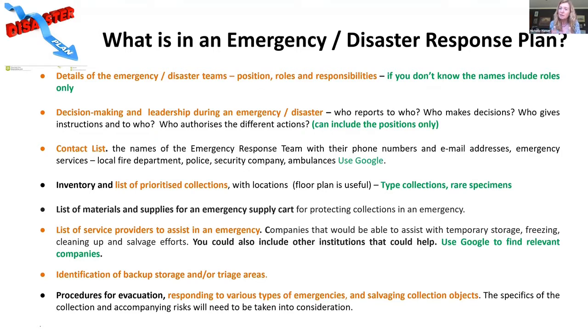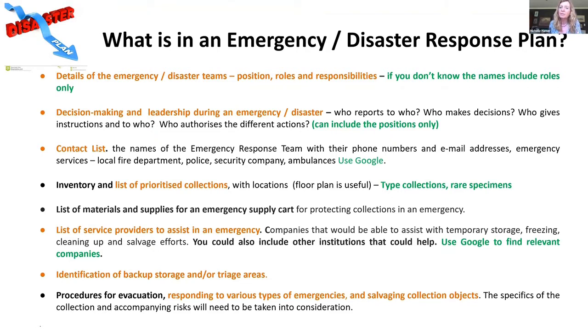You can make up something if you don't want to; obviously you might not want to put out people's cell phone numbers for the course. So you could just use 000 if you don't want to do that. But in your real plan, you need these phone numbers and contact details.